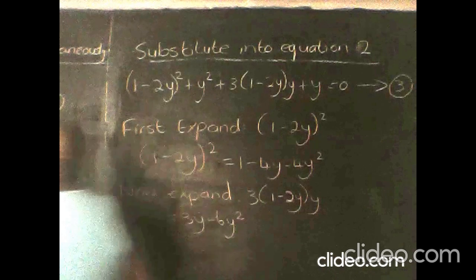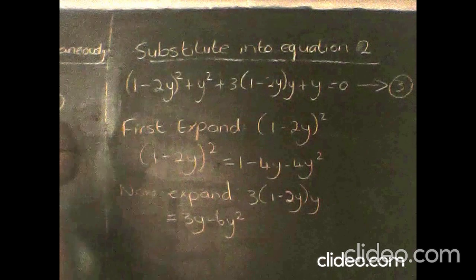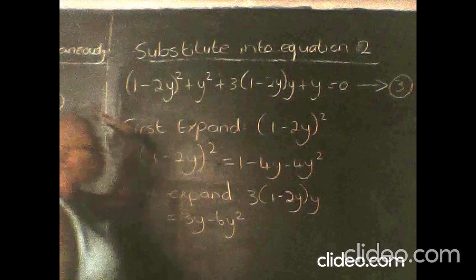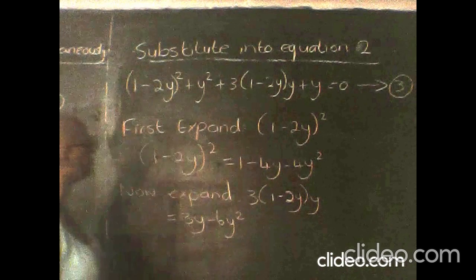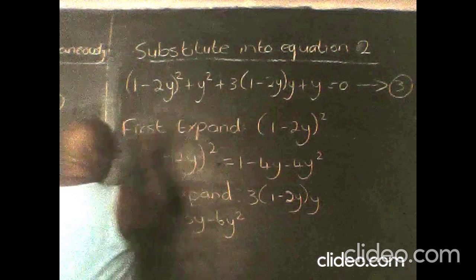So x's value is now 1 minus 2y. I substituted that. So wherever there was an x, I replaced that, right? This is all that happened there in that step.